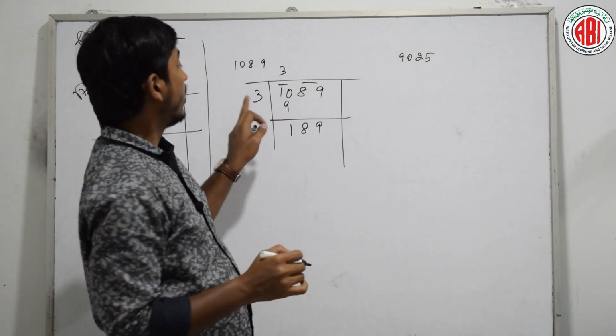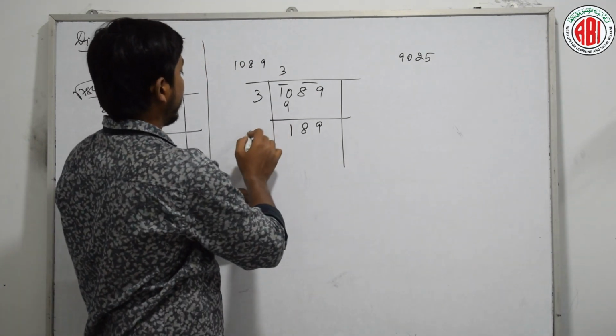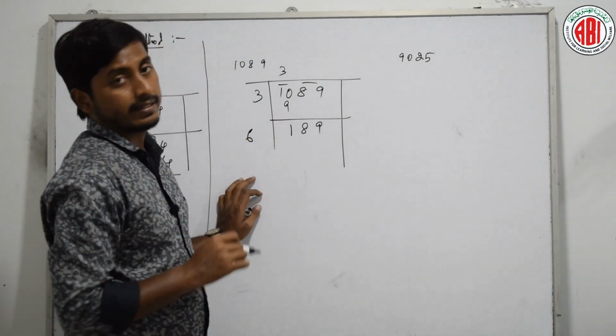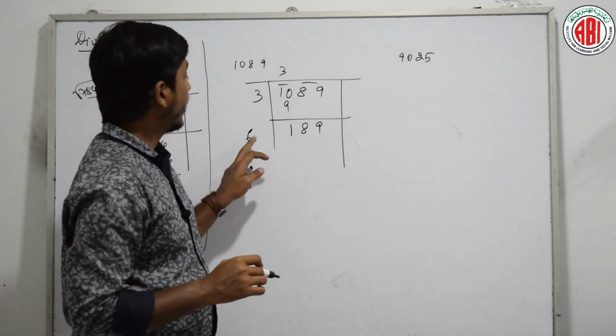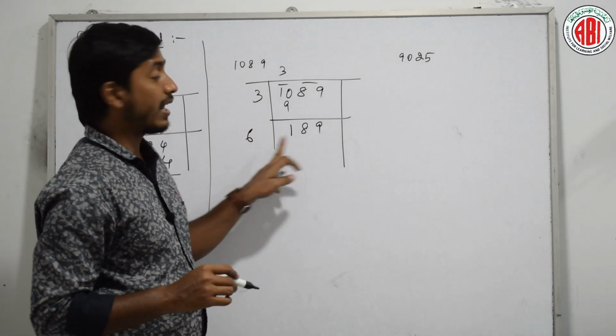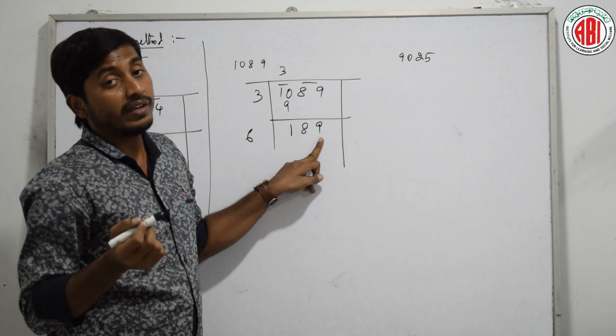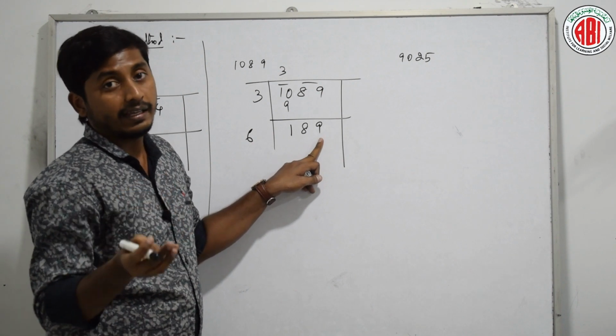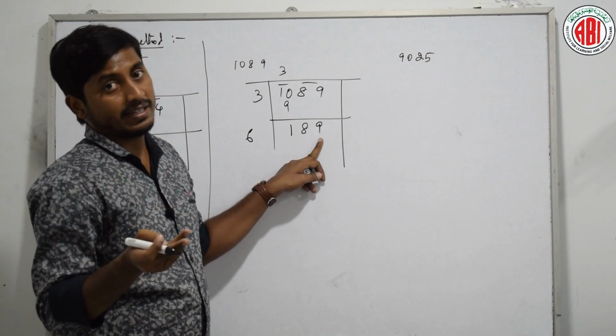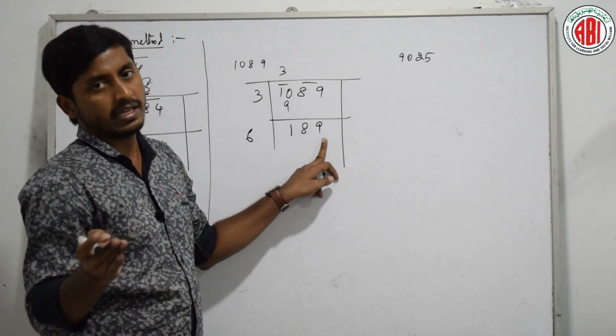Now I have to double this 3. That will become 6. Fine. Now I have to put some number so that I will get 9. When do we get 9? Either 3 3s are or 7 7s are. So let us multiply in both the cases.